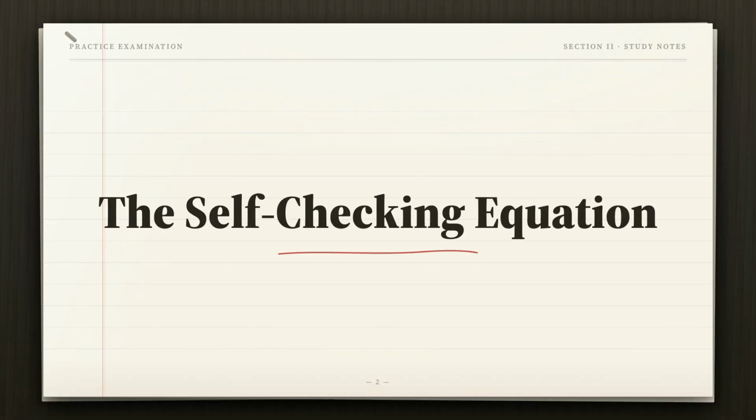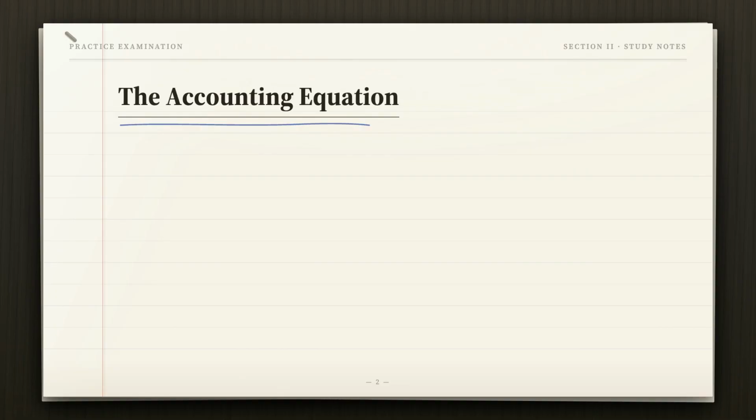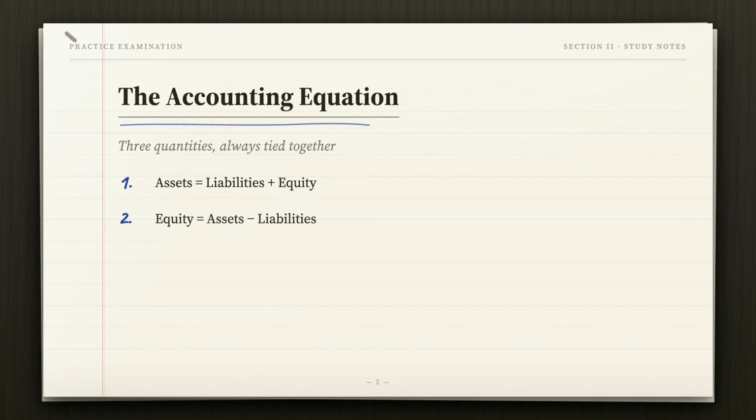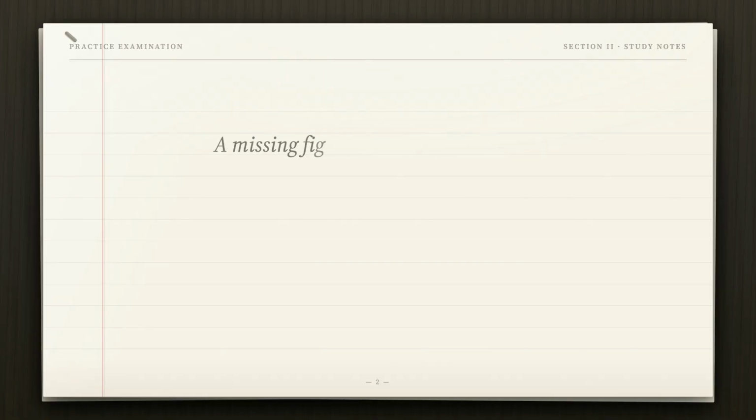The balance sheet has a quiet superpower. It never leaves you truly stuck on a missing number. Because assets always equal liabilities plus owner's equity, any two of these three master quantities will always hand you the third. The rearrangements follow directly from the identity. To find equity, subtract liabilities from assets. To find liabilities, subtract equity from assets. And to find assets, simply add liabilities and equity together.